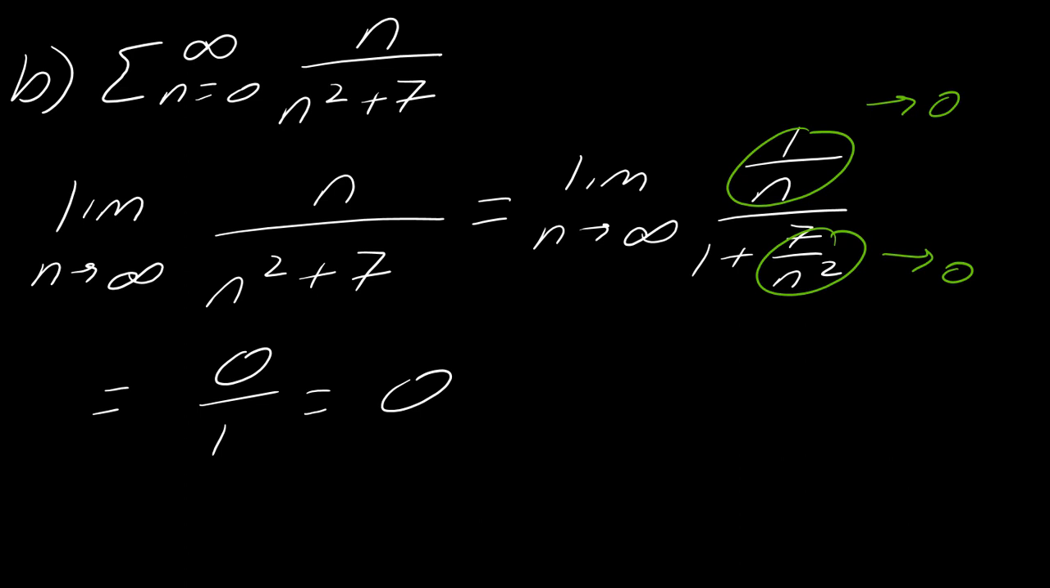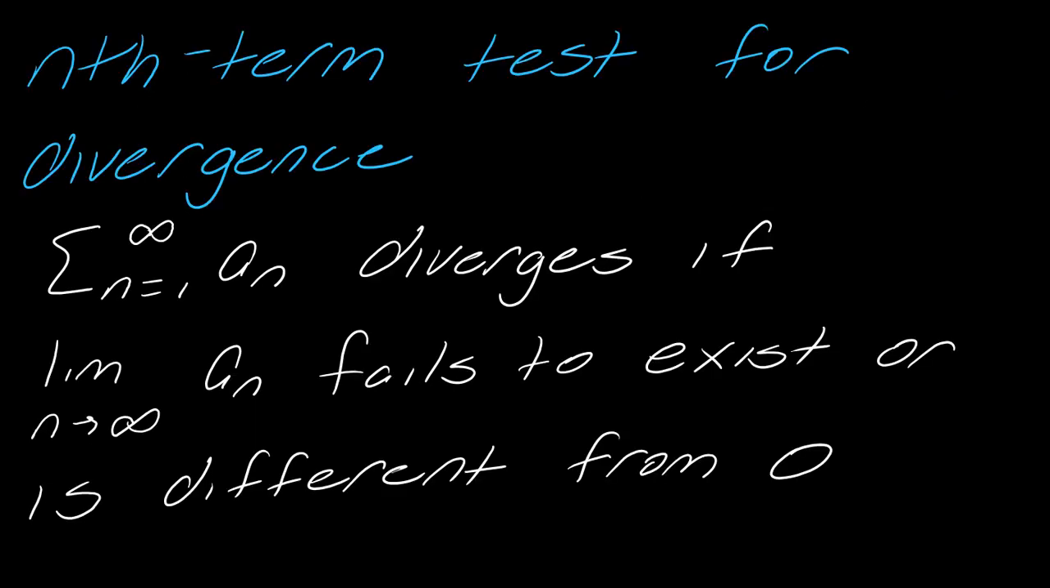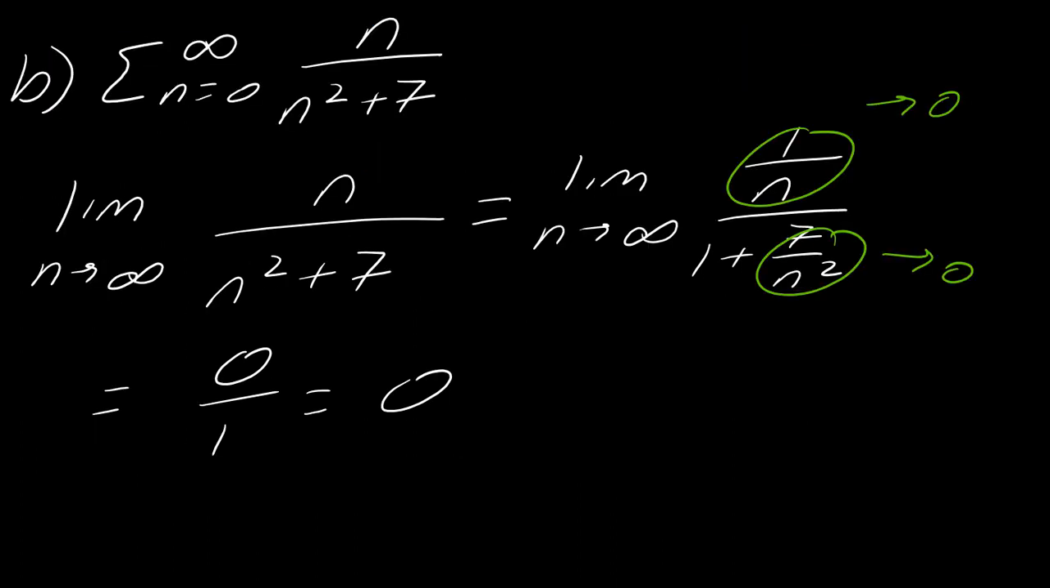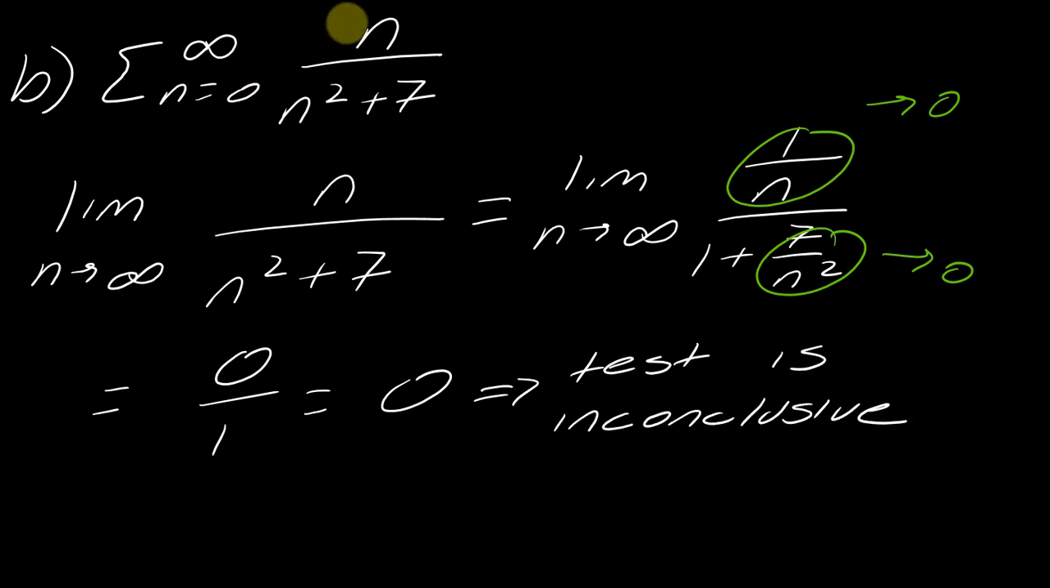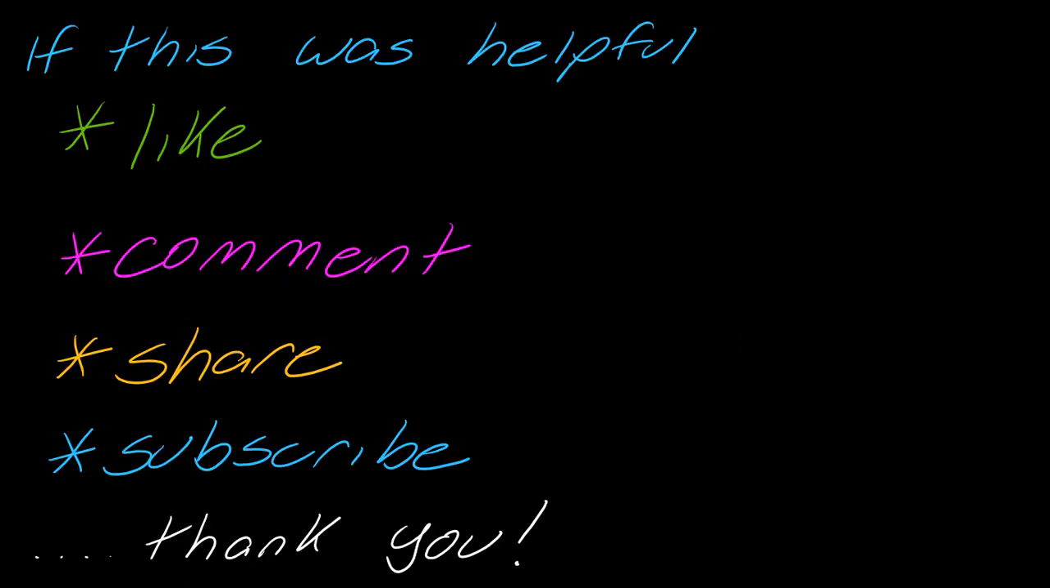Again, all this says is that the series will diverge if the limit fails to exist or is different from 0. So I got that this is 0. That doesn't mean that we have convergence. This just means that the test is inconclusive. I'm really using this test as a quick way to figure out, does it diverge? Because if you know it diverges, you're done. But now, since it's inconclusive, I'm going to have to use other tools in my toolkit to figure out what to do next.